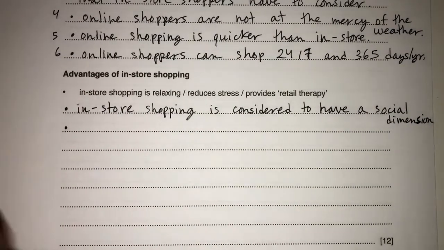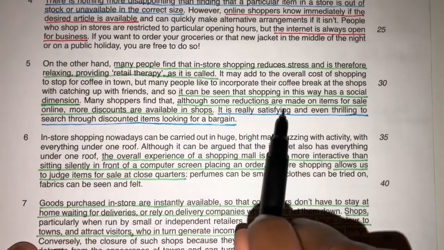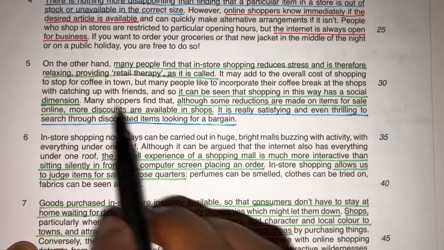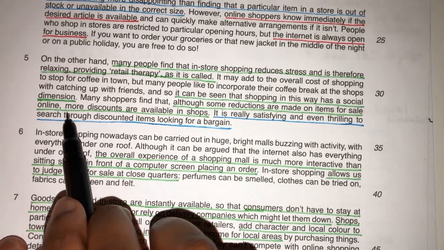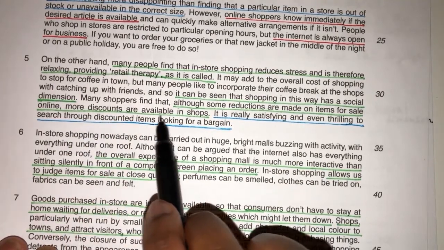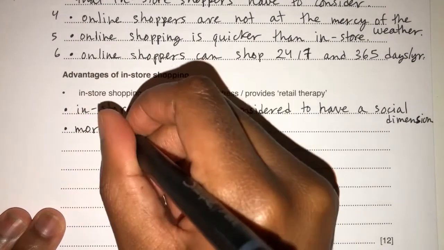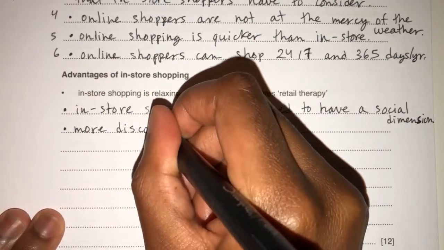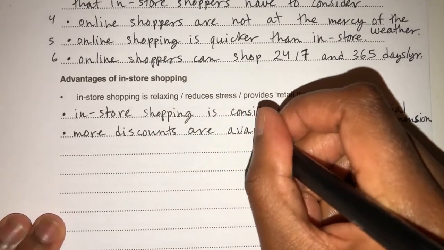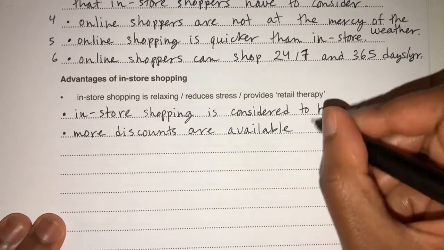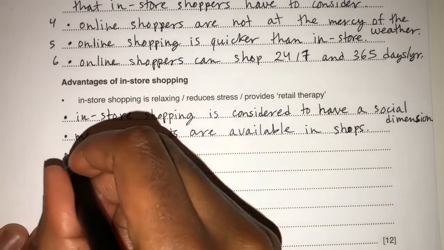Our next point. Although some reductions are made on items for sale online, more discounts are available in shops. Okay, so we can just take this part here. More discounts are available in shops. Okay.